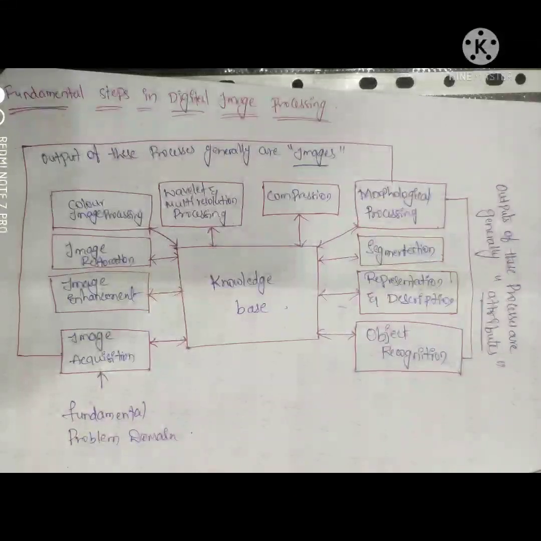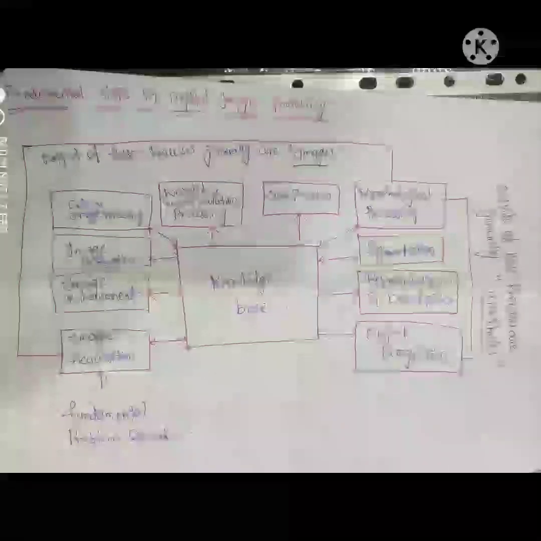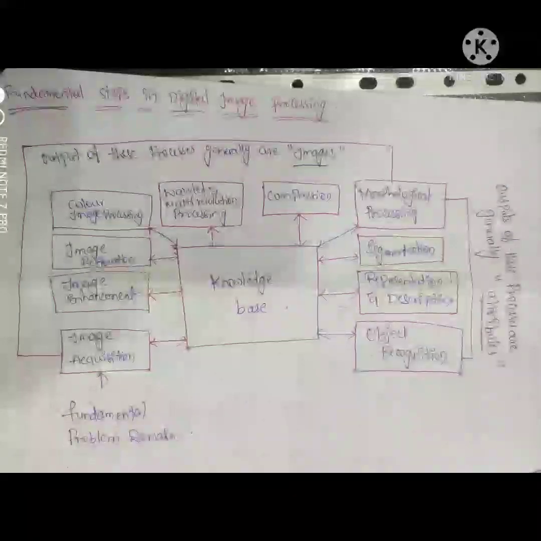First, check for the fundamental problem domain. This problem domain is available in various forms. Like, to detect an image of a human face in a given image, we have to do some processing. So now we will see the steps for processing of that image. First we go for the first step, that is image acquisition.